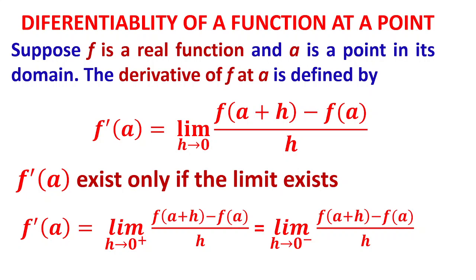Remember, h goes to 0 plus means h is greater than 0. h goes to 0 minus means h is less than 0. h goes to 0 plus means h is approaching 0 from the right hand side. That is the right hand side limit. h goes to 0 minus means it is approaching 0 from the left hand side. That is the left hand side limit. h goes to 0 plus, h is greater than 0. h goes to 0 minus means h is less than 0. You keep this in mind. It is very easy for you to apply the limit idea.